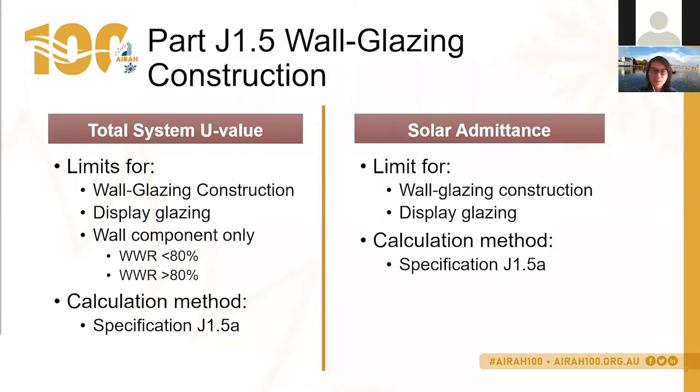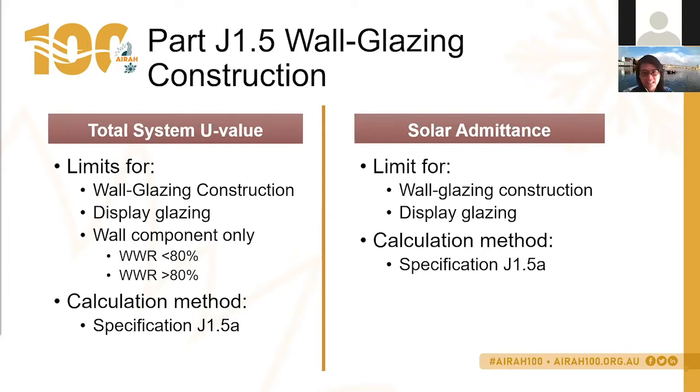So let's look a little bit deeper into Part J1.5. There are two parts to it. The first part is looking at the system U-value, and the second part is looking at the solar admittance. With the system U-value, U-value basically stands for the thermal transmittance through the construction in question, and it's actually just the inverse of the R-value, which is how resistant that construction is to heat transfer.